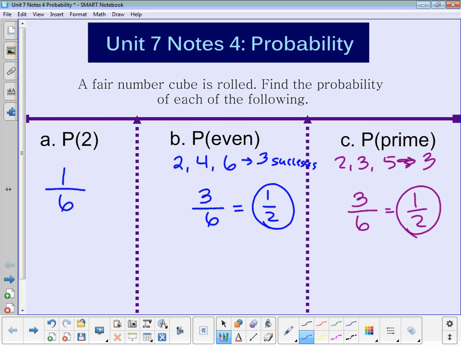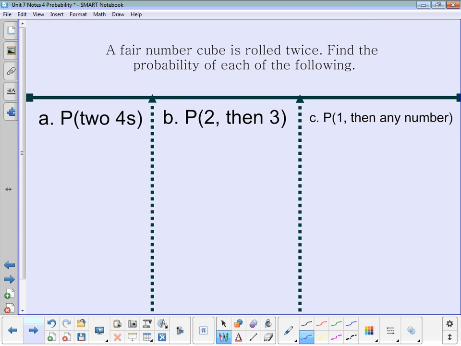Now, let's say we're going to roll the number cube twice. So find the probability of each of the following. Probability of getting 2 4s.